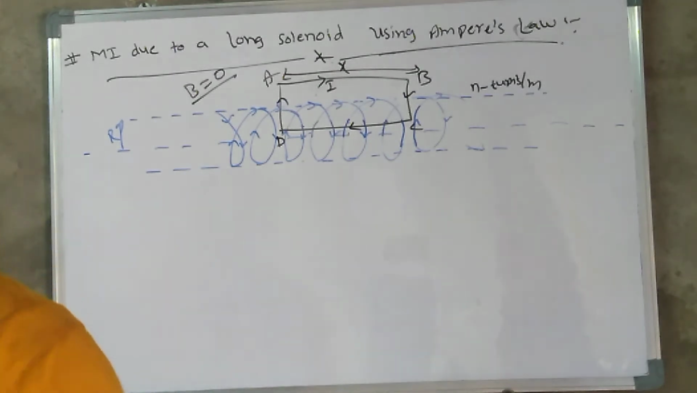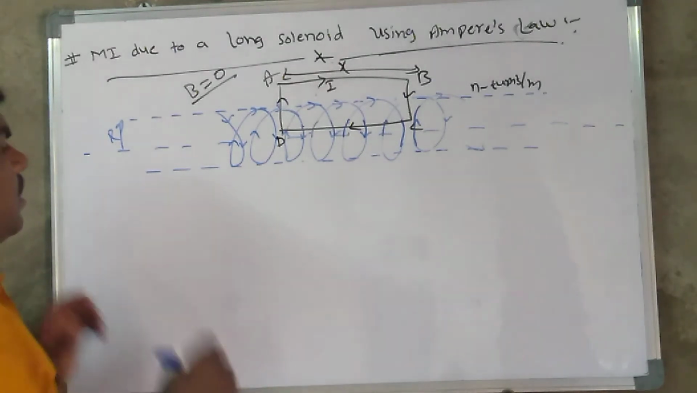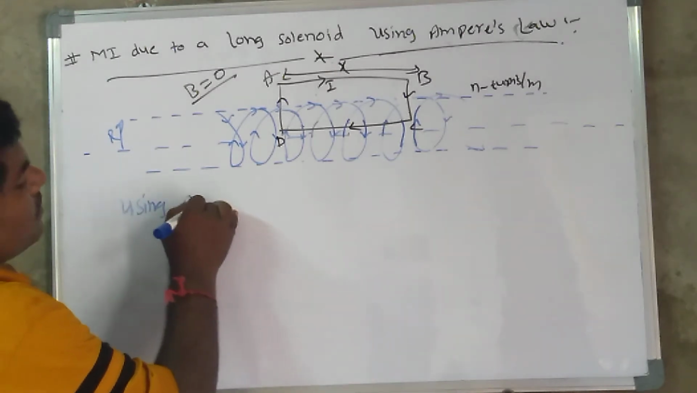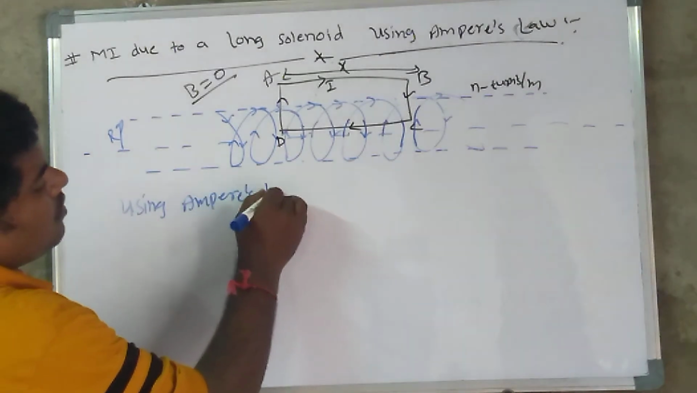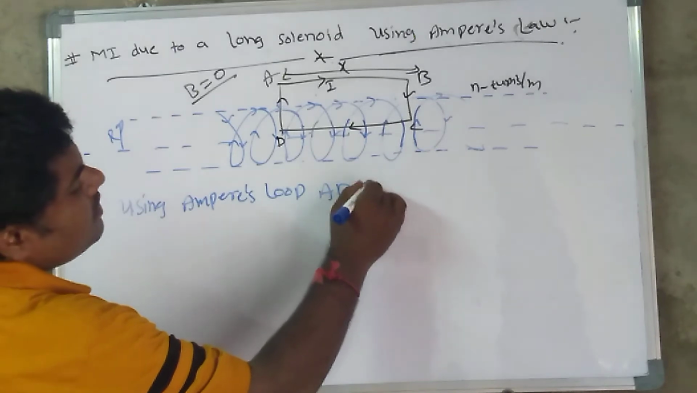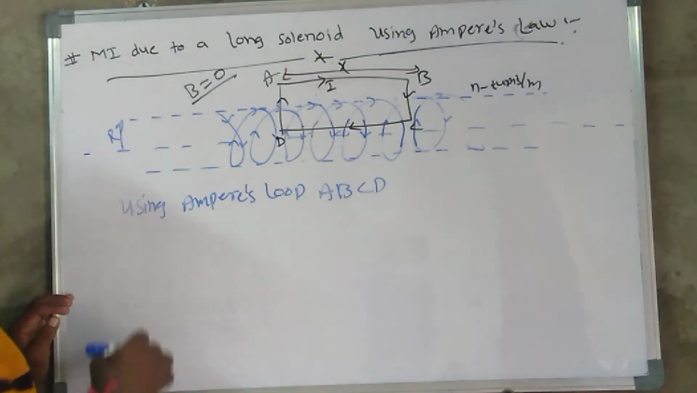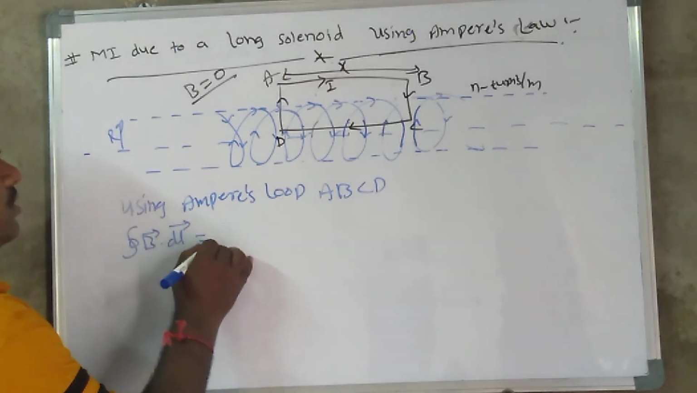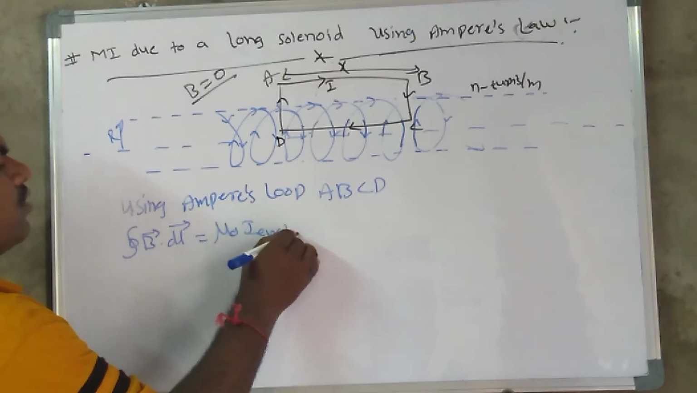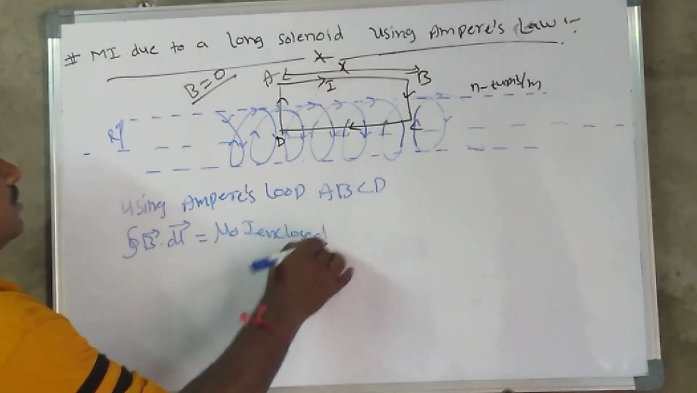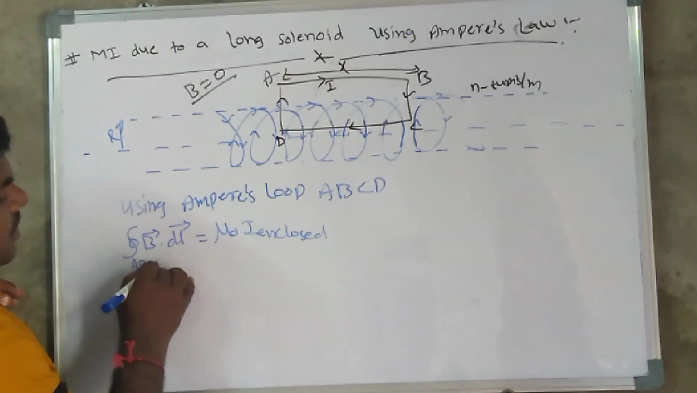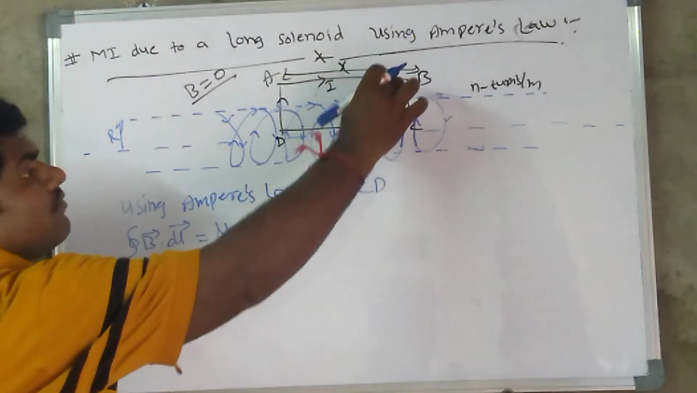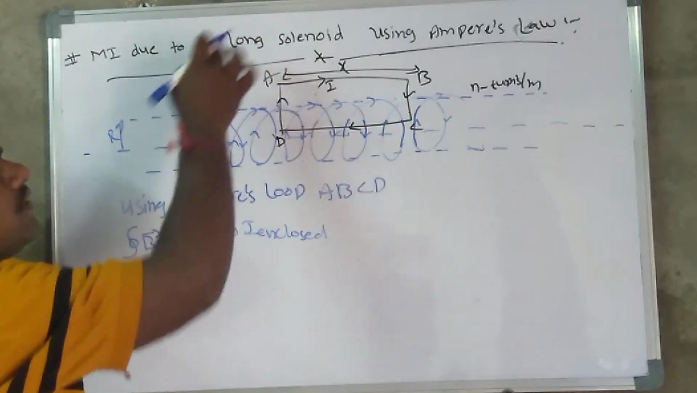So by using Ampere's law, with loop A B C D, the closed integral of B bar dot dl bar should be equal to mu naught into I enclosed. So in the A B C D loop, A to B is one part, B to C another, C to D another, and D to A, so four directions are there.